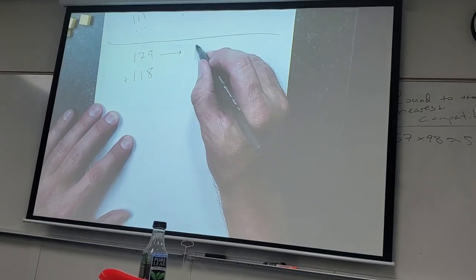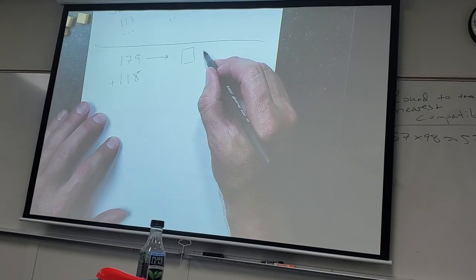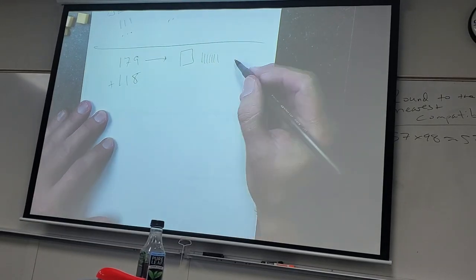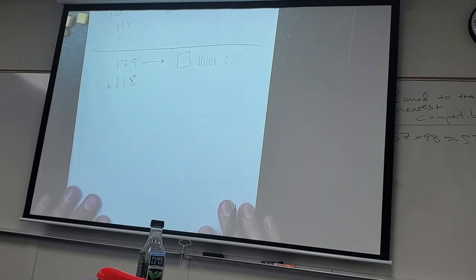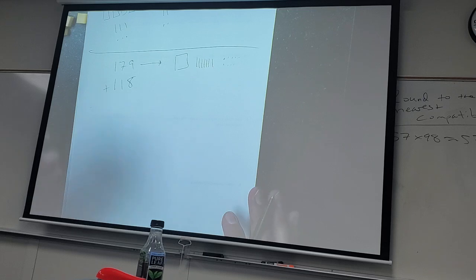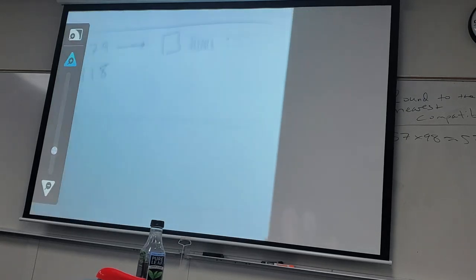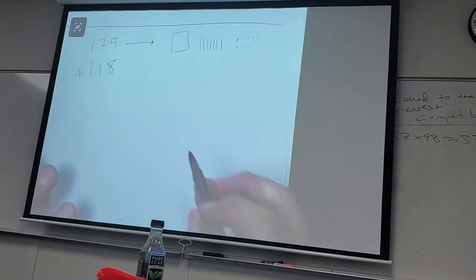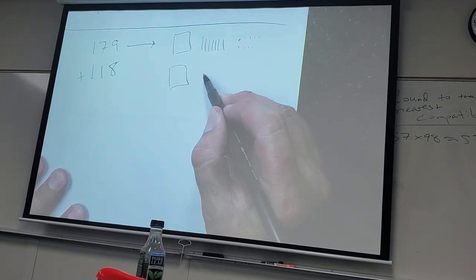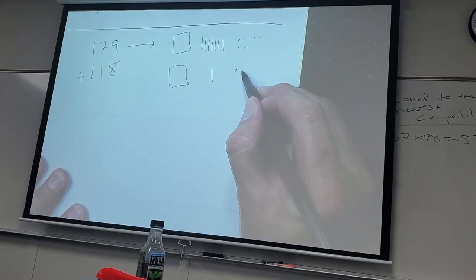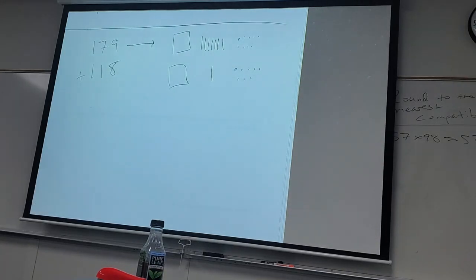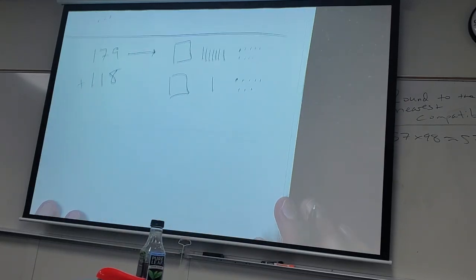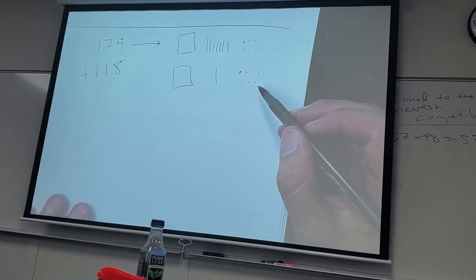So 179 would be 1 flat, 7 longs, and then 9 ones. 118 would be 1 flat, 1 long, and 8 ones. So then what do you think you'd have a student do if they try to add these together? Can you represent that on the paper? What would happen?